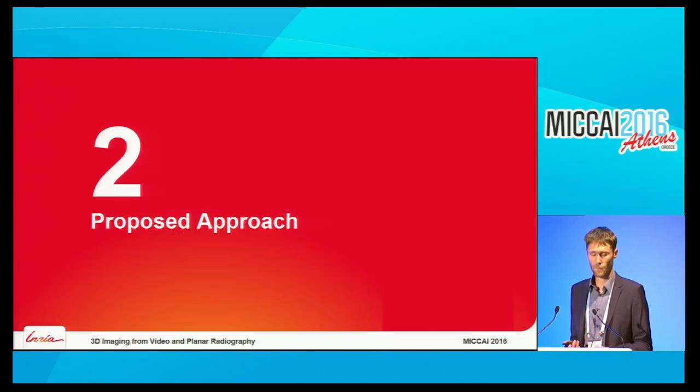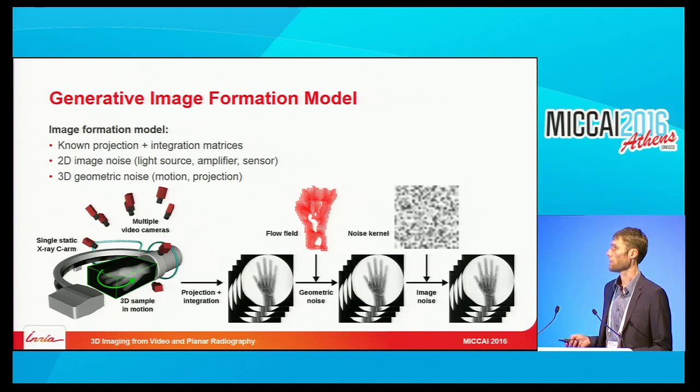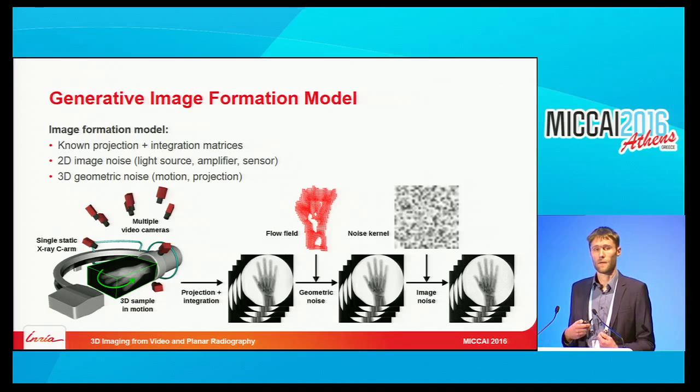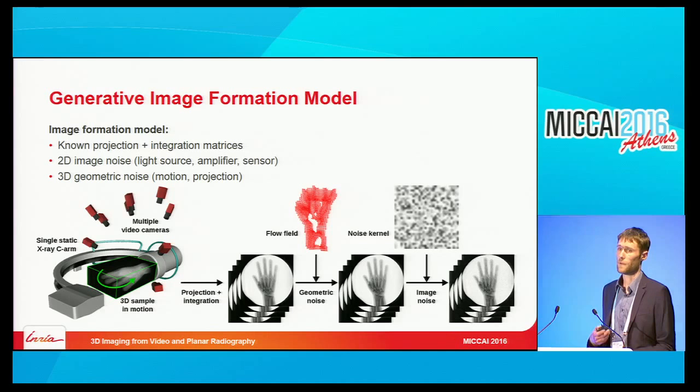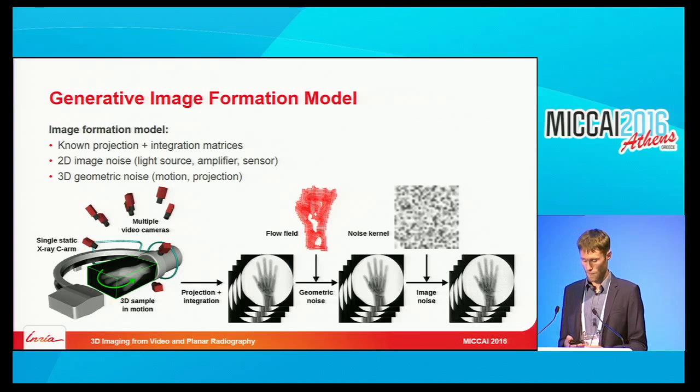So how do we do that? We formalized our approach using a generative image formation model. So we start from a volumetric representation of our sample. We apply a projection matrix to get essentially an ideal X-ray image. We apply a geometric noise warp. We apply the 2D image noise as well, and that gives us a final image, which is essentially what we get from the X-ray C-arm.